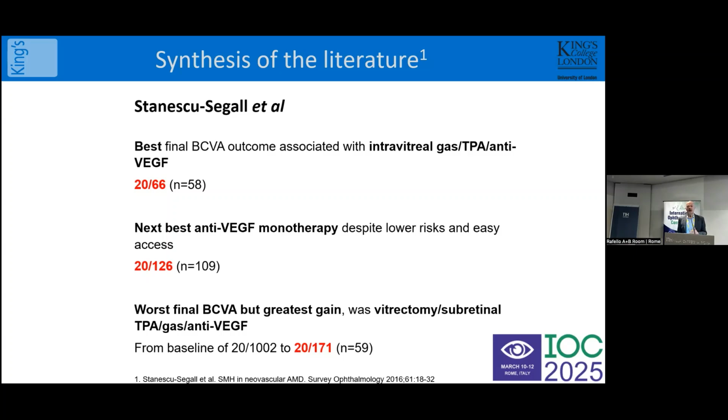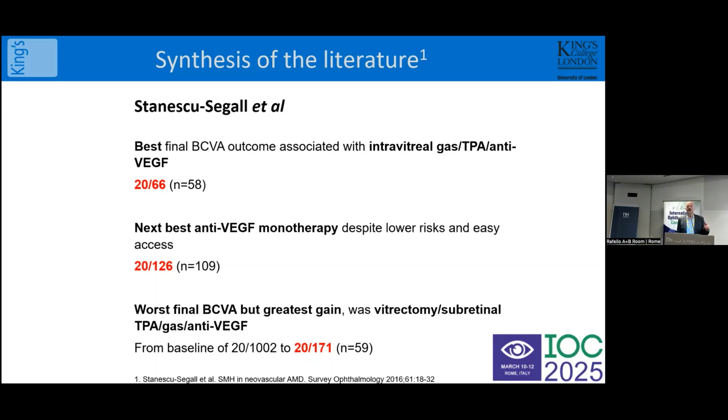The next best outcome, I think, perhaps slightly surprisingly, was anti-VEGF monotherapy. So just hitting them hard with anti-VEGF monotherapy, these patients do much better than the natural history, because the natural history studies were obviously undertaken before anti-VEGF was available. And so the next best outcome, as I say, at about 20 over 26 is anti-VEGF monotherapy. And then the worst final outcome is with surgery. But the paradox is it also has the greatest visual improvement.